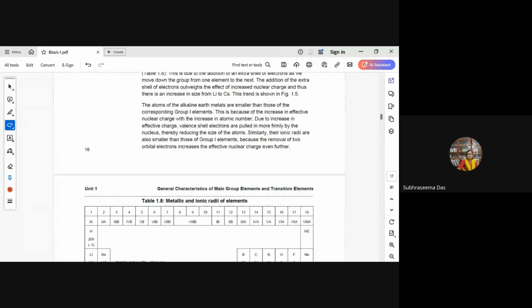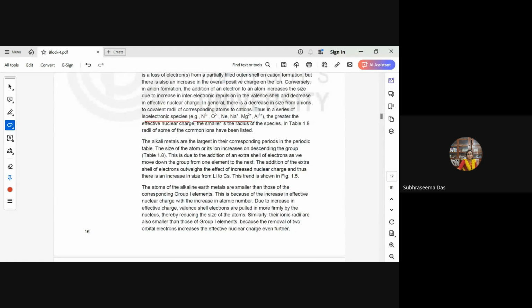Here in Table 1.8, various metallic and ionic radii of elements are listed for group 1 to group 18 elements, as you can see here. Now in comparison, we'll compare the size of alkali metals. We know that alkali metals are the largest in their corresponding periods in the periodic table. If we consider a particular period, the alkali metals have the largest size in comparison to other metals present in that period.